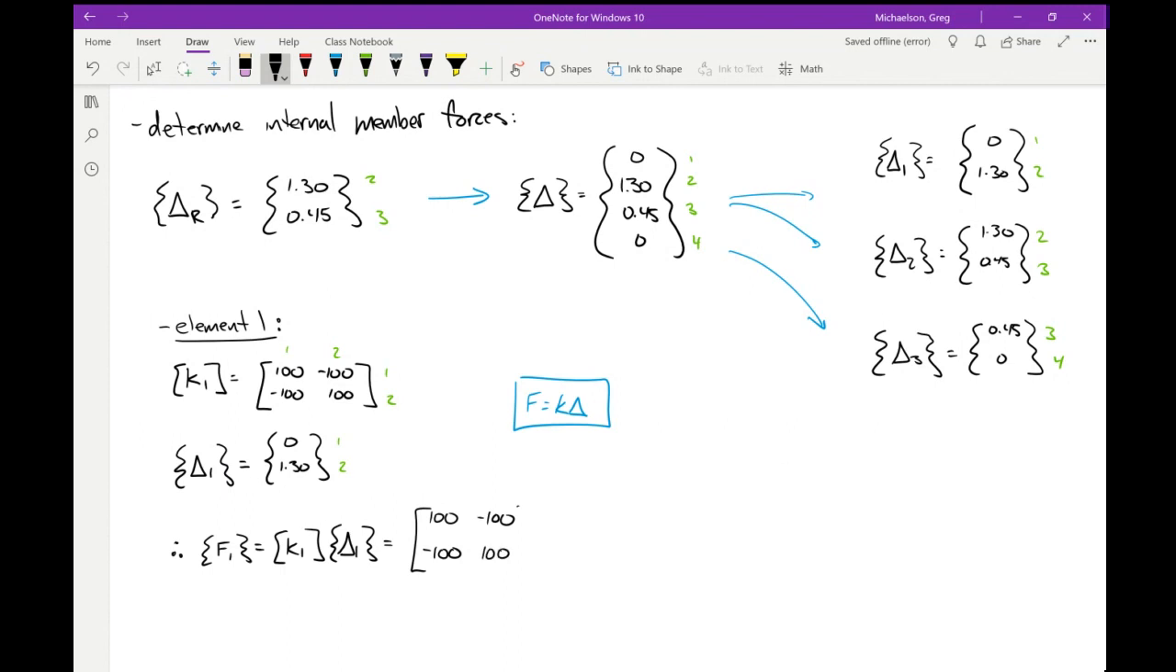Now, no inverses. We don't need to solve anything. We're not solving a system. This is back substitution. This is just plugging and chugging.